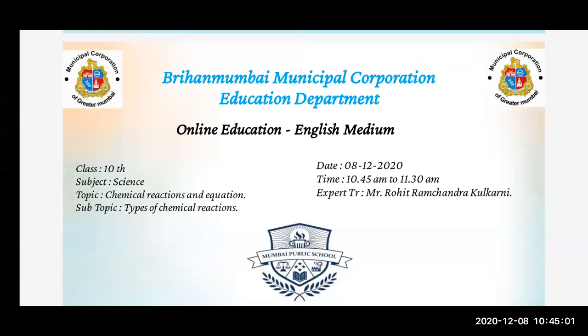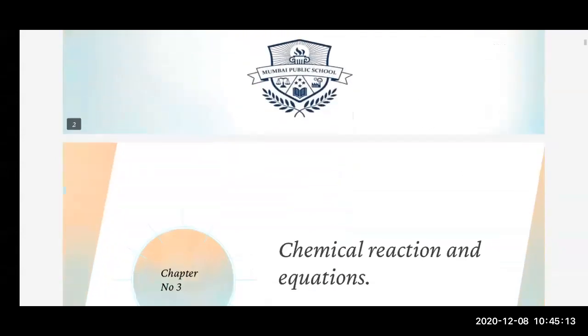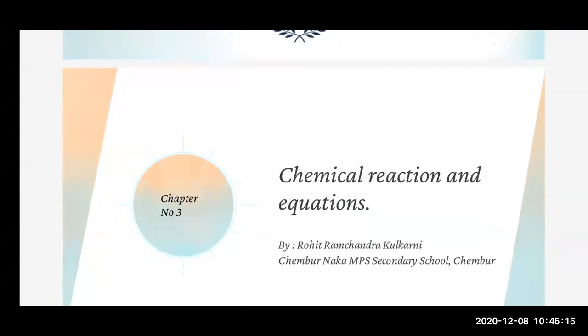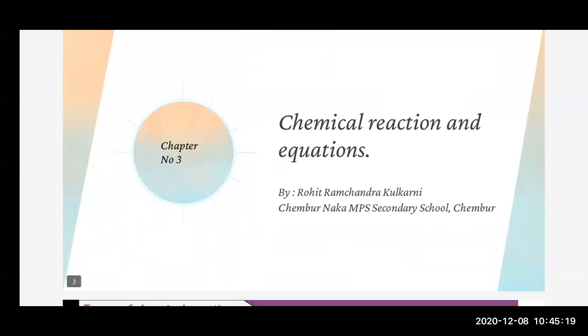First, all of you open your textbook, Science 1, topic number 3, chemical reactions and equations, page number 35. So, today we are going to study about types of chemical reaction. Open page number 35 of your textbook.